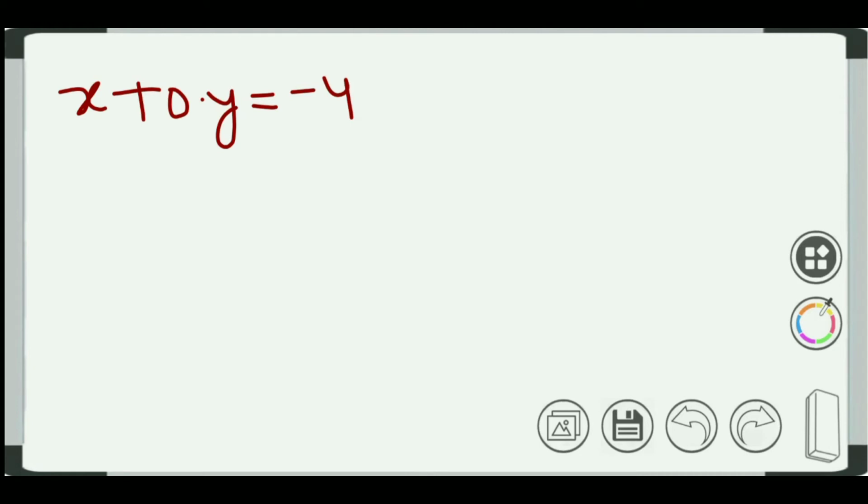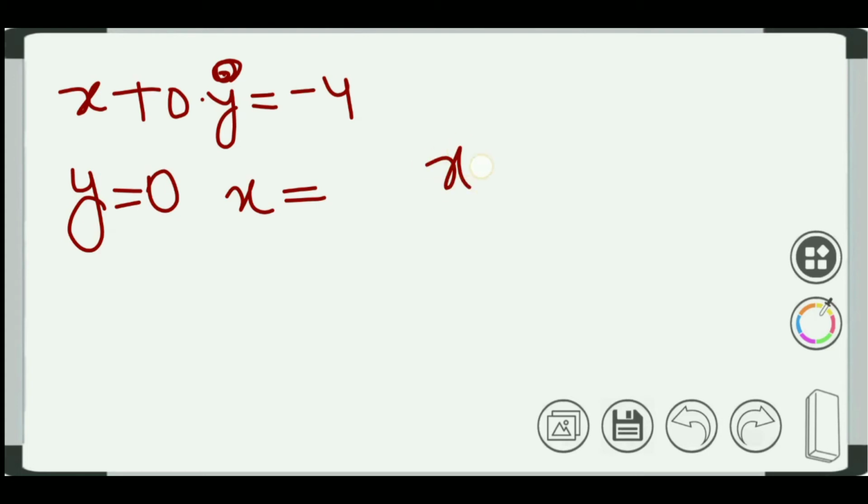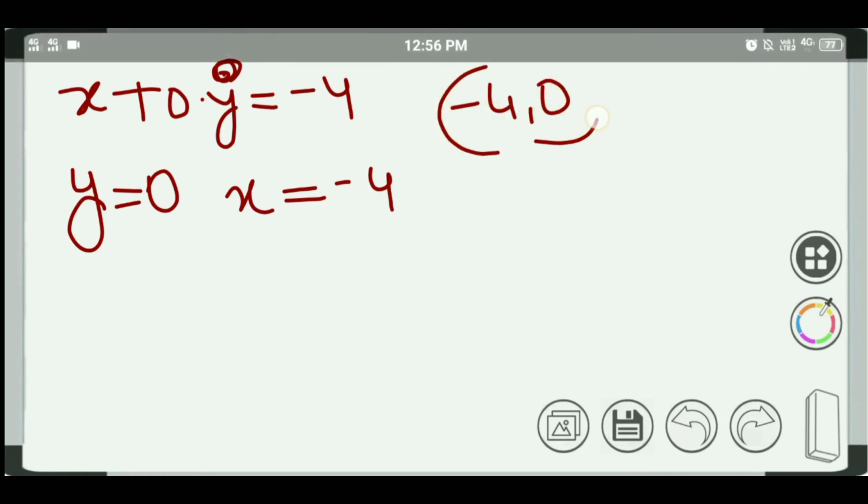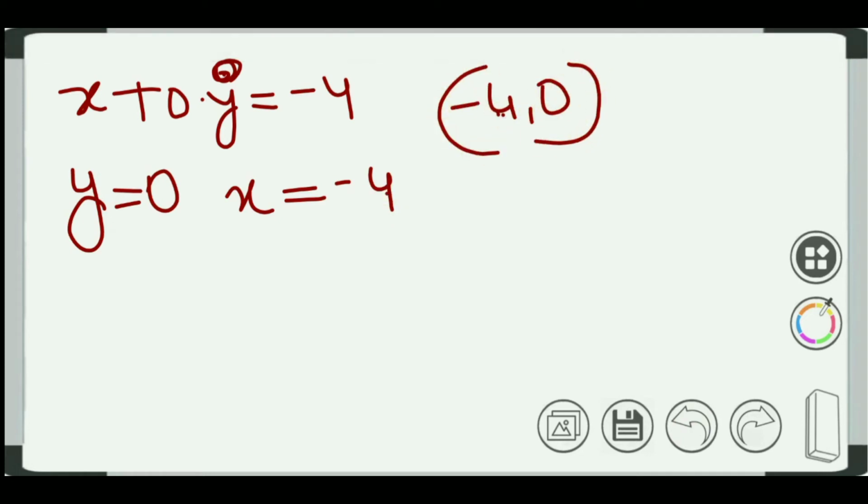First of all, I am taking y is equal to 0. You can substitute in this formula: x plus 0 into 0, anyways 0, equal to minus 4. Then what is x? Minus 4. So you got the first point; first you write the x value: minus 4, 0.